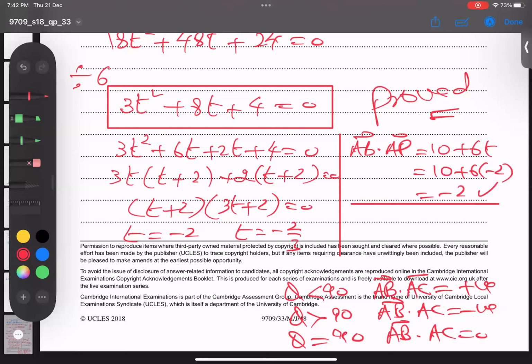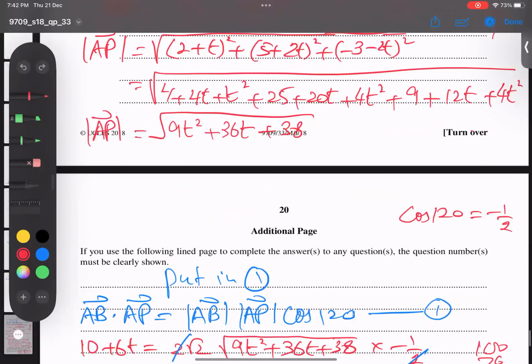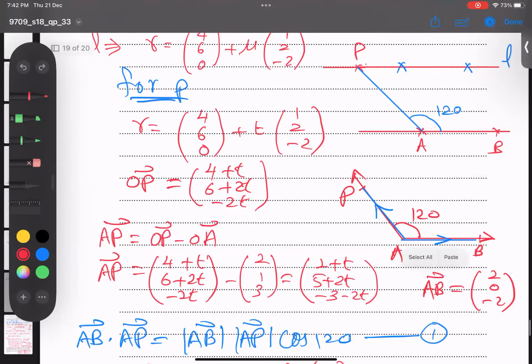And if I check the other one, students, AB dot AP, so 10 plus 6t, if I plug in this value here, let's try to plug in this one. Minus 2 by 3, 3 to the 6. So I got a 4, 10 minus 4, I got a 6. This is positive. This I don't need because this will give you less than 90 degrees. And according to the situation in the diagram, you can understand this angle is more than 90 degrees.